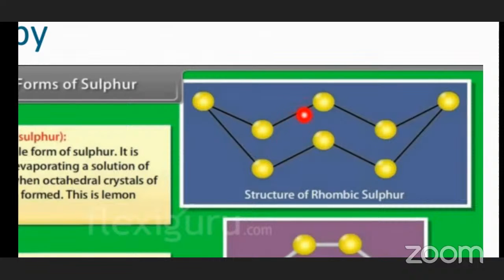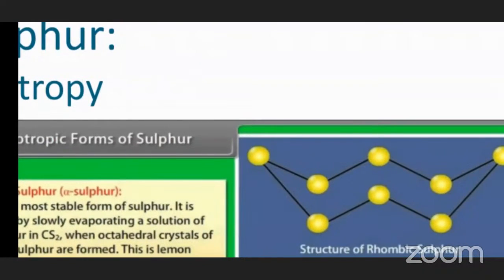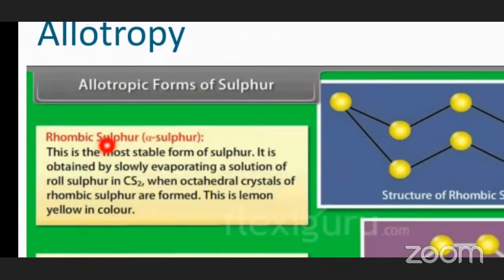This is about the S8 structure. It is present in the crown shape. This is the structure of rhombic sulfur, also called alpha sulfur. Rhombic or alpha sulfur is the most stable in nature. This is one type of allotropy of sulfur.